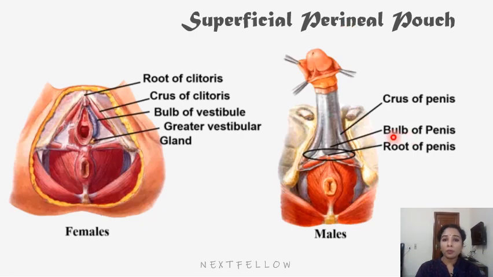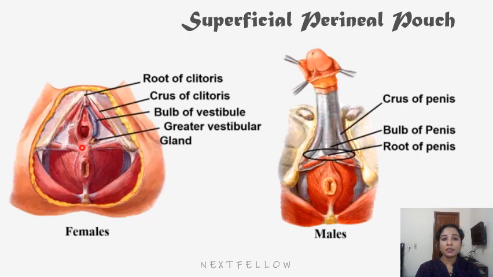In males, bulbospongiosus covers the bulb of penis. The ischiocavernosus muscle is present on each side covering the crus of penis, or crura of penis. And the superficial transverse perineal muscle is present on each side, merging in the middle with the perineal body. We can see these superficial transverse perineal muscles on each side running transversely from the perineal body to the ischial ramus.